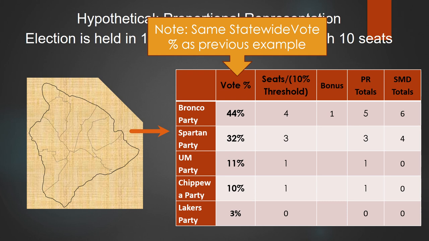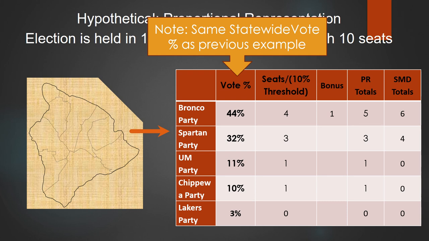So you win 44% of the vote, you should get roughly 44% of the seats. 32, you should get roughly 32% of the seats. That's proportional representation. You win representation in proportion to how well you do. So in this system, as long as you win at least 10% of the vote, then you get some representation. And every country in the world that uses this kind of system has some kind of threshold. The threshold varies from country to country. Some countries it's 5%, some countries it's 15%, but every country that uses the system has a threshold.